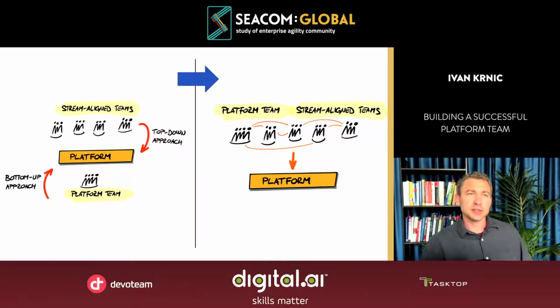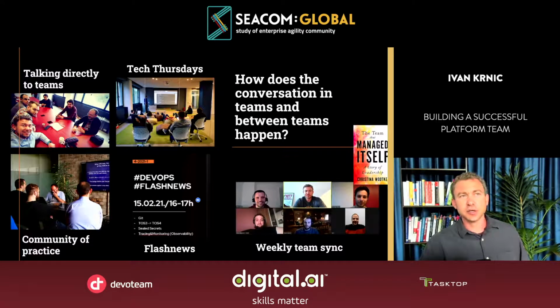Some of the mechanisms that helped us a lot in doing this were obviously having the platform team talk directly to their users, to other Streamline Teams. We also instituted a community of practice where knowledge and experience was shared. We also have these technical events called Tech Thursdays and Flash News. The goal of Tech Thursday is to disseminate knowledge about technical novelties. And the goal of Flash News is to reveal and share the platform roadmap for the next couple of weeks or months, so everybody in the organization is aligned with this roadmap.